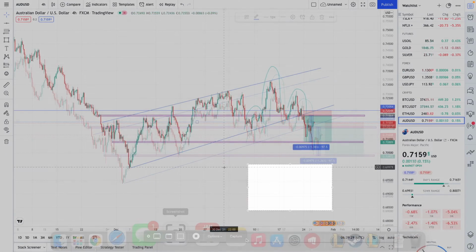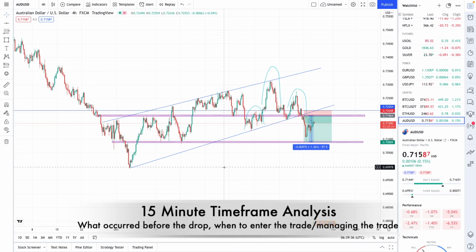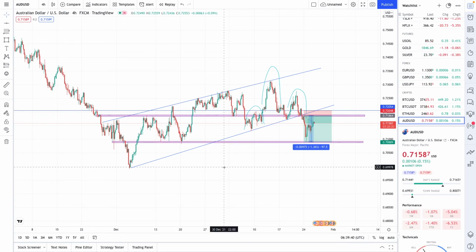Okay, so we're going to be going into a 15-minute time frame, a lower time frame. We're going to be identifying where we would have entered the trade, and we're also going to be breaking down basically what happened before the move. So we're going to be looking now at before the move and how to predict the outcome of the move and where to set your stop loss and resistances based off of a 15-minute time frame.